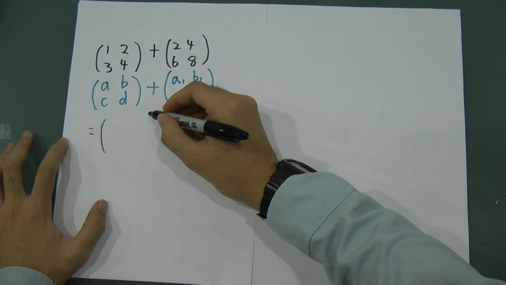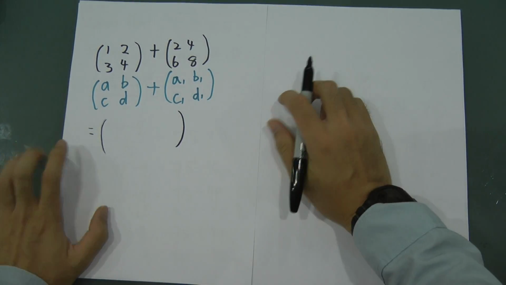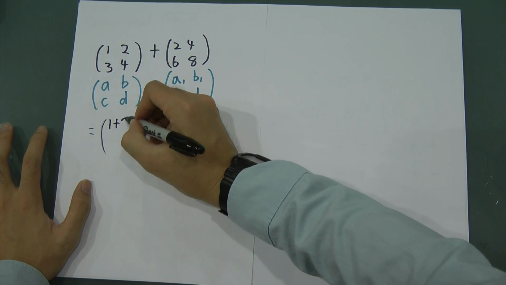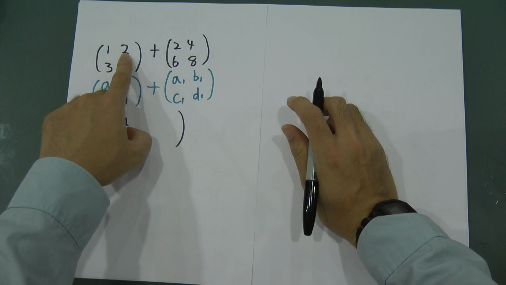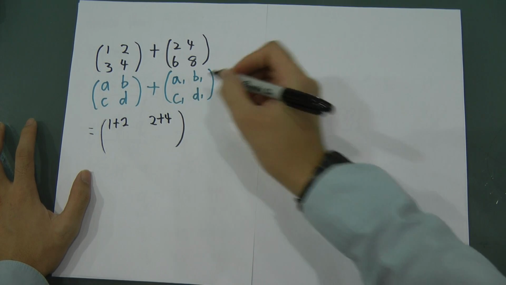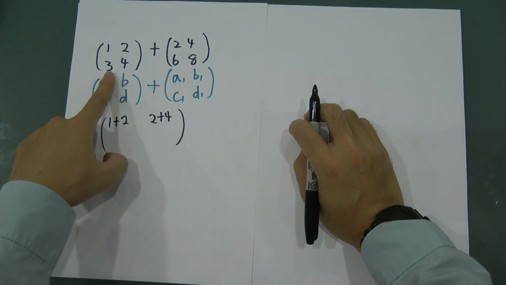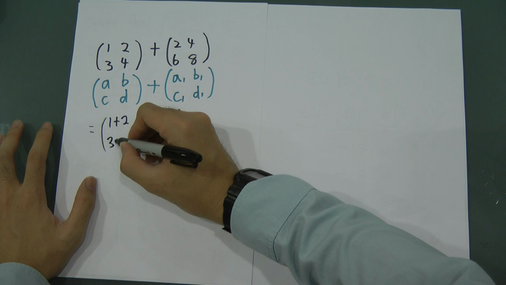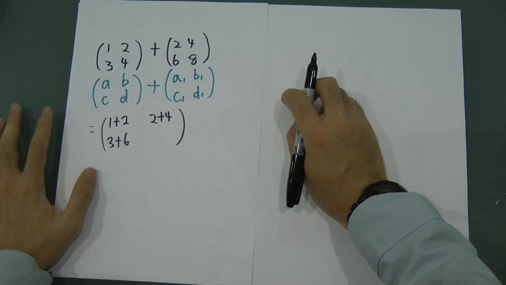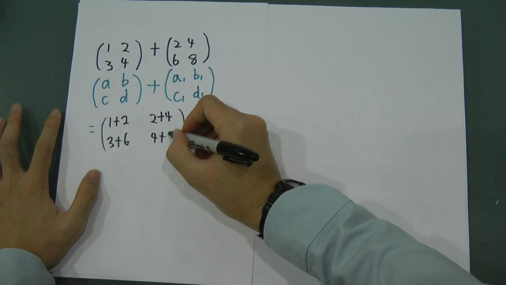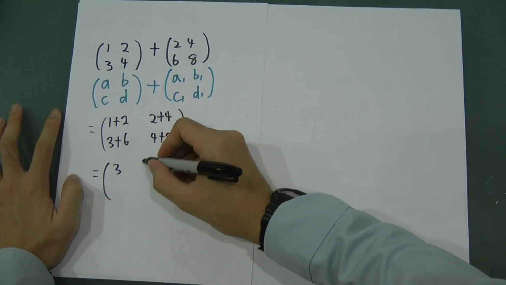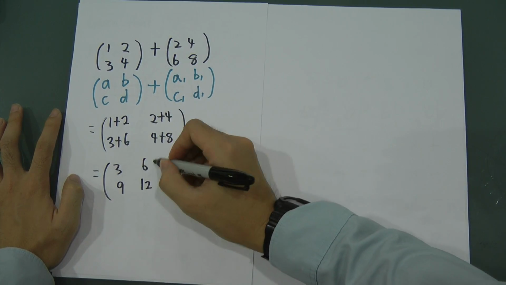If you understand about the position, I'm going to write like this. 1 plus 2 is for A, so for A I write 1 plus 2. For B it is 2 plus 4, so I write 2 plus 4 over here. Then position C will be 3 plus 6. Okay, and then this is position D, 4 plus 8. And then I will get 3, 6, 9, and 12.